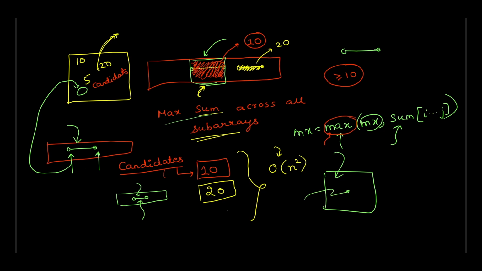And the other technique that we learned is, if you iterate over all the subarrays, then there is no chance that you will miss any possible candidate. So the optimal answer has to be the best possible candidate.